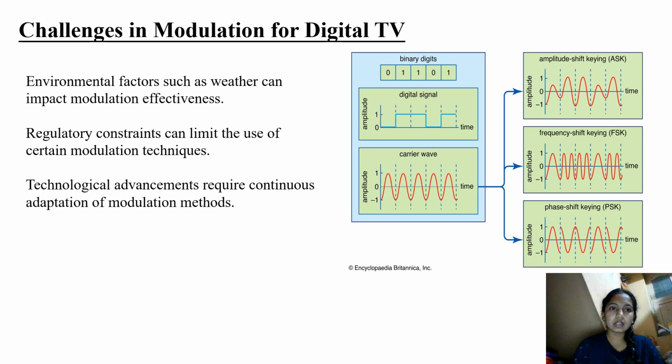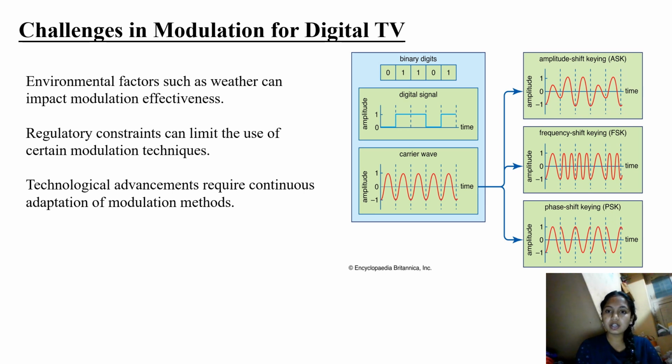So next, what are the challenges in modulation for digital TV? Environmental factors such as weather can impact modulation effectiveness. So regulatory constraints can limit the use of certain modulation techniques. Since technological advancements require continuous adaptation of modulation methods.